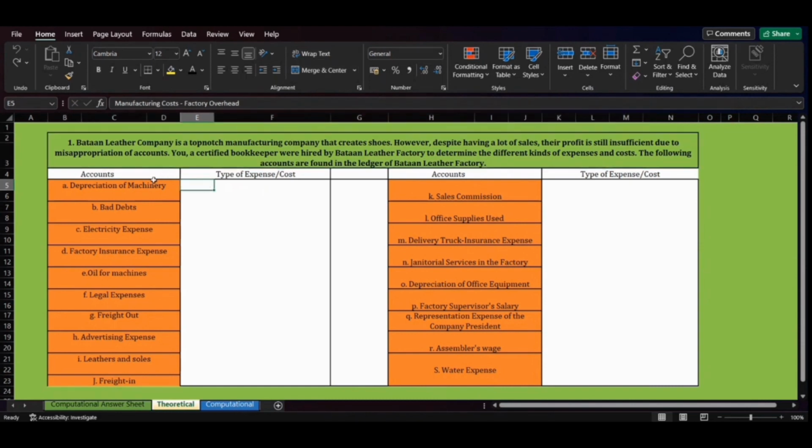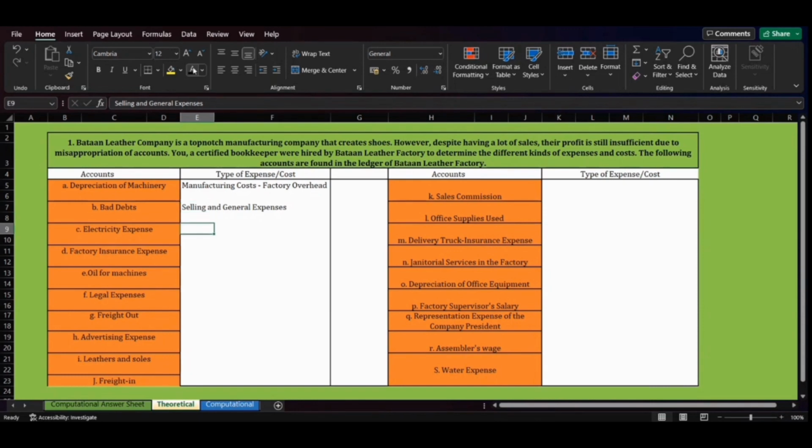So first, the account for depreciation of machinery. This type of expense or cost is considered a manufacturing cost, but only factory overhead, since the depreciation is not part of the product. Next is the bad debt expenses. For the bad debt expenses, we have selling and general expenses, since the bad debts are not part of the product or not considered in the process of creating the product.